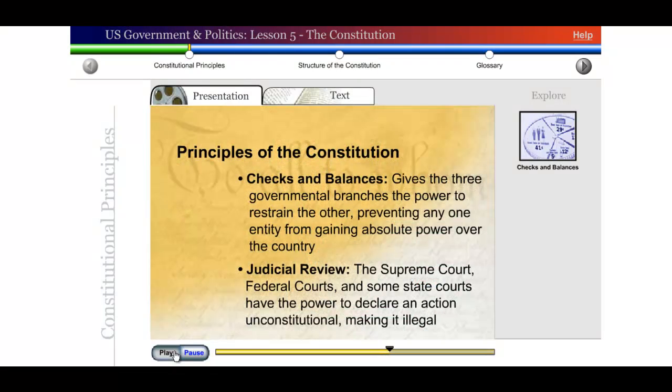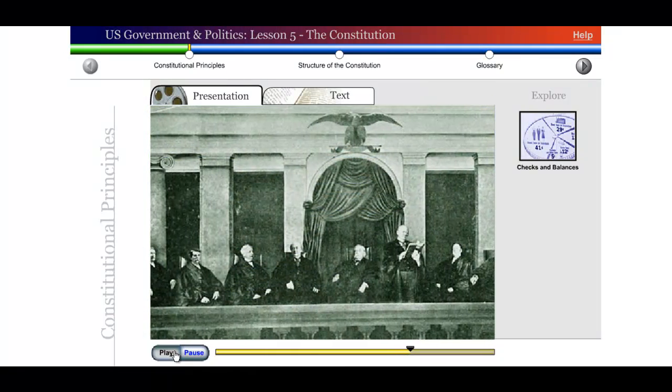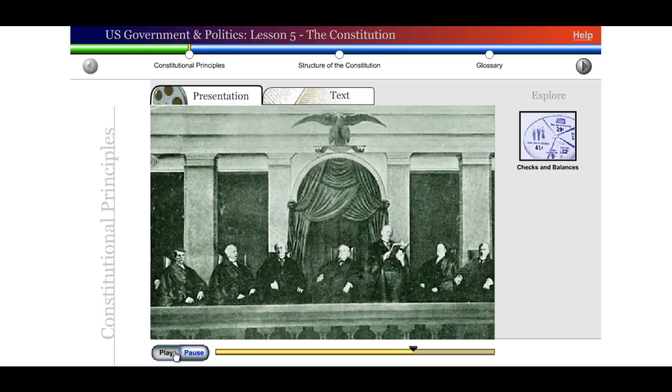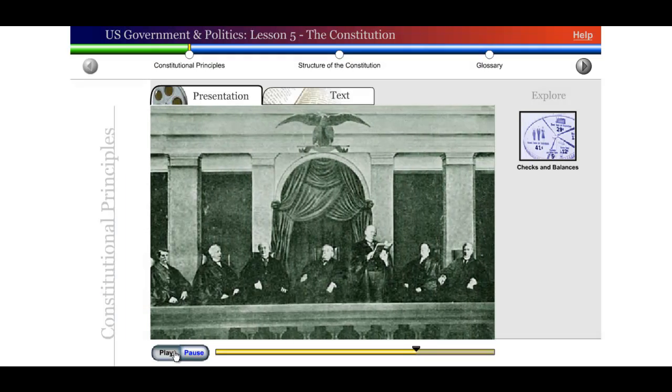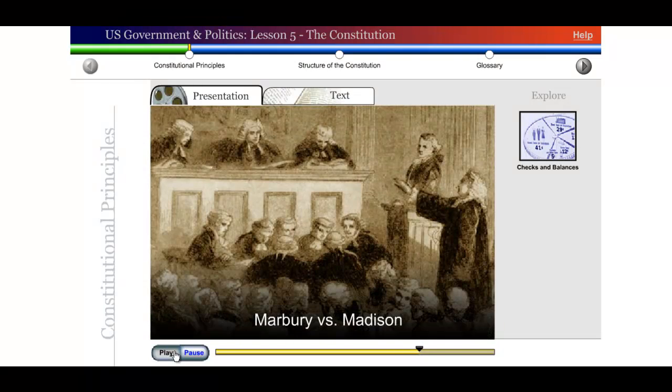The principle of judicial review is also part of the checks and balance system. With this principle, the Supreme Court, federal courts, and some state courts have the power to declare an action unconstitutional, making it illegal. The Constitution does not specifically outline judicial review, but the Supreme Court established the power in the case of Marbury v. Madison in 1803.